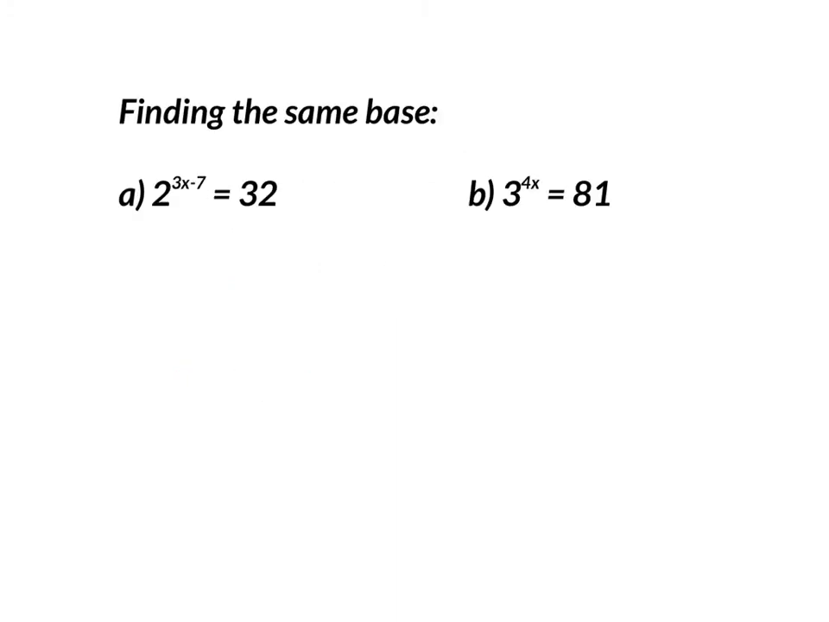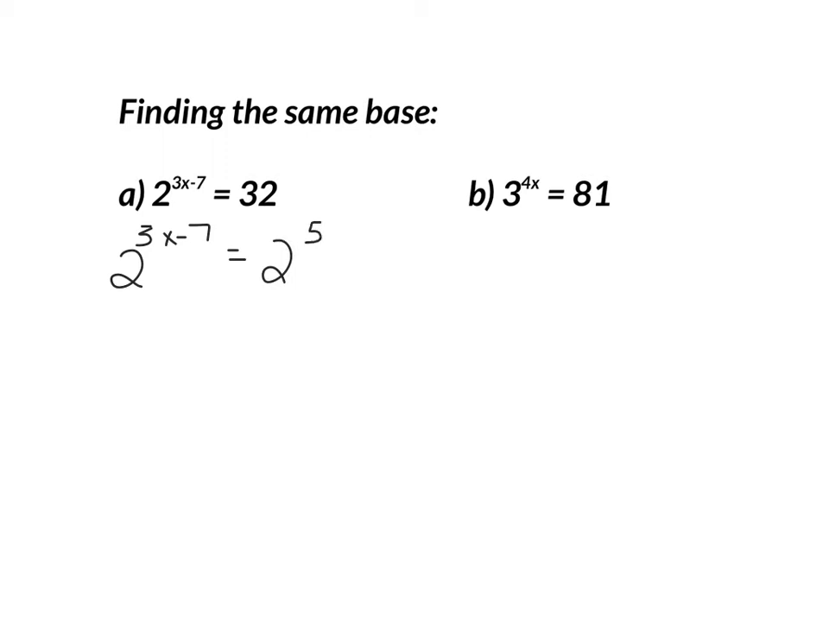Here we go. The first one says finding the same base. Now, if you notice, in part A right here, the bases are different. I have a 2 on one side, 32 on the other. What I need to do is make them both the same. So I'm going to have 2 to the 3x minus 7. And over here, I'm going to write 32 as a 2, and I happen to know that 32 is 2 to the 5th power.